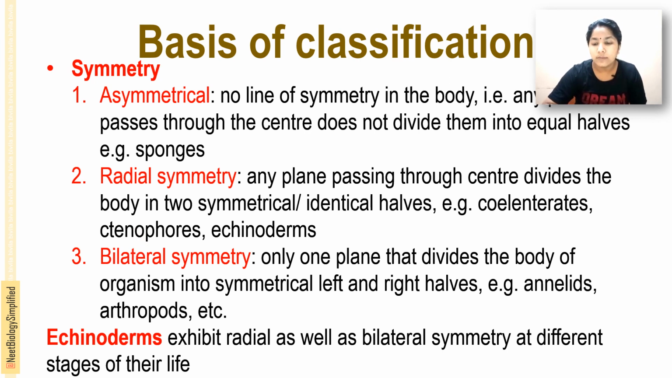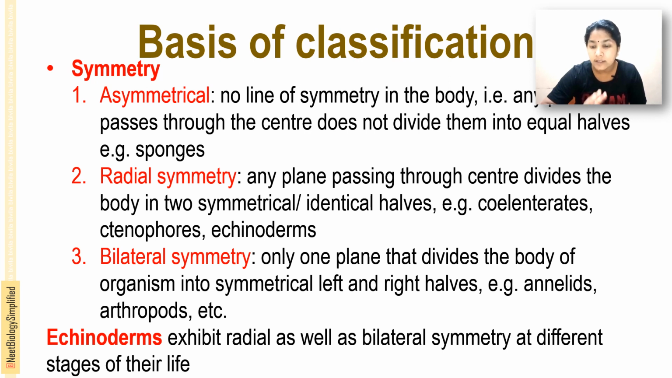Next is bilateral symmetry. Bilateral symmetry means there is only a single line or plane that divides the body of the organism into equal or identical left and right halves. Examples: annelids, arthropods, etc.